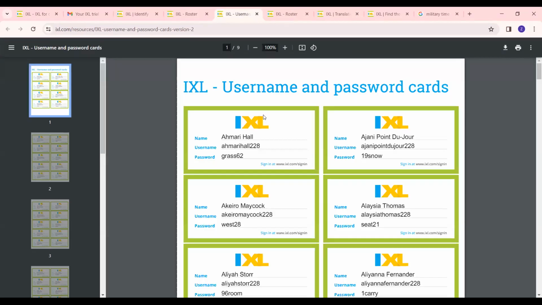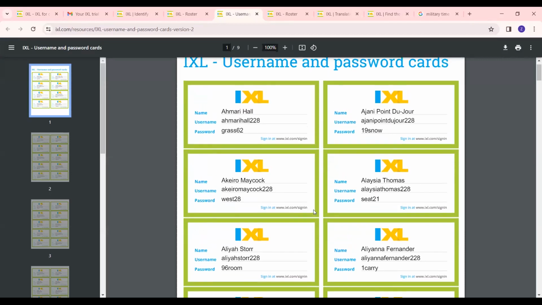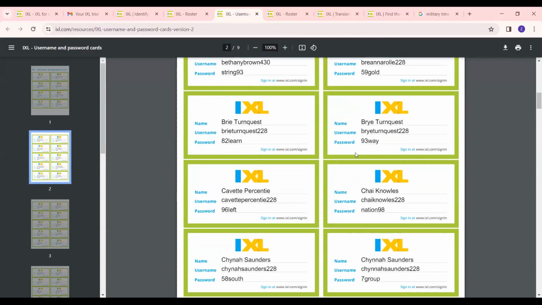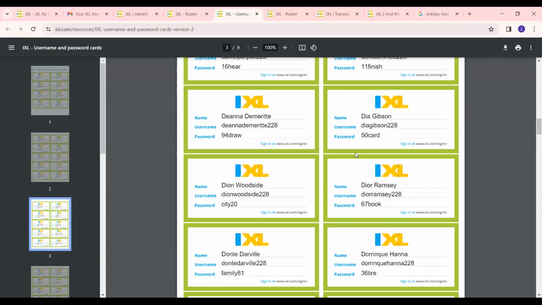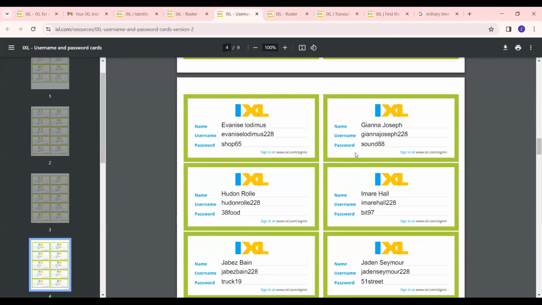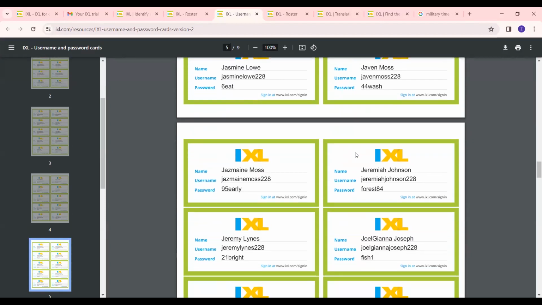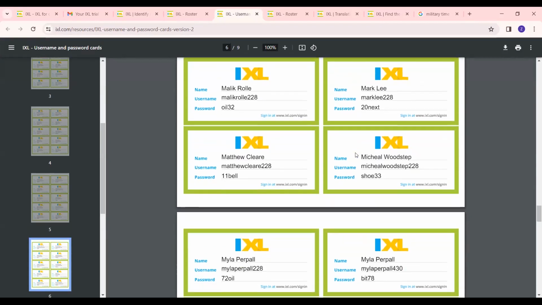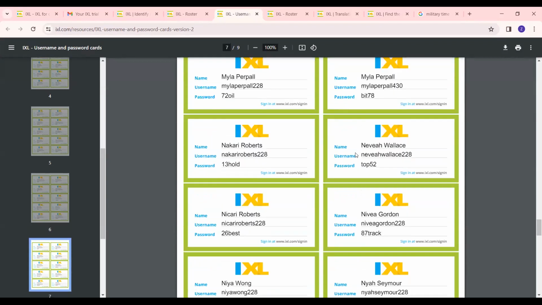Okay, so I'm gonna post this. This particular document has everyone's name, supposedly. If your name is not on this, then you need to let me know. But your name's supposed to be on this, and what you gotta do is find your name and then sign on to IXL. All right. So find your name and then sign on to IXL.